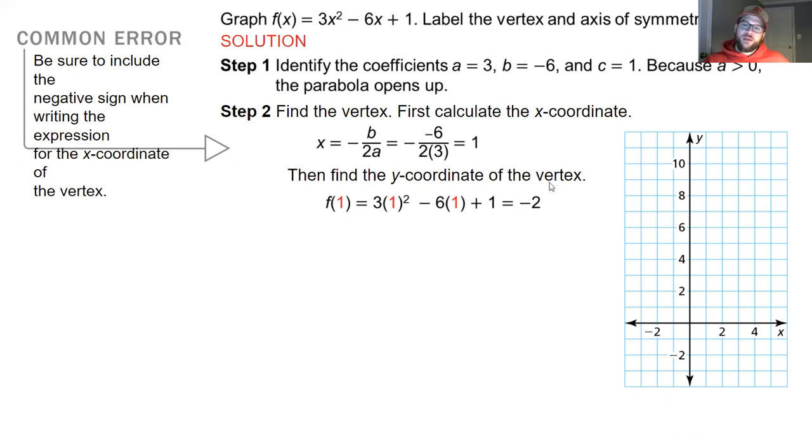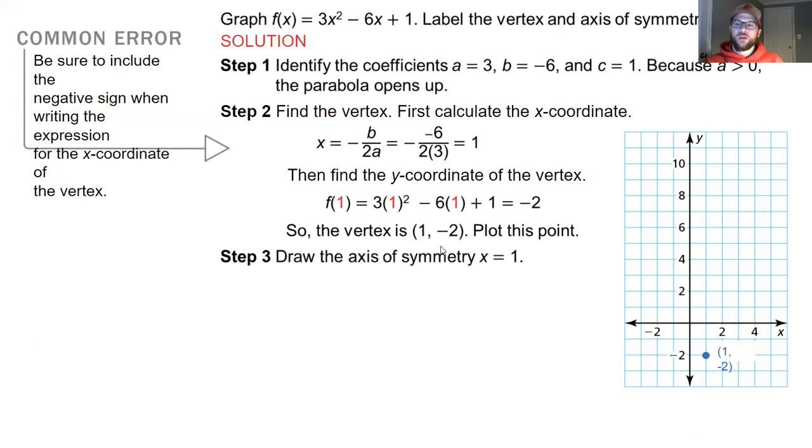Simplify that down, and in this problem we get -2, so that means this is the y-coordinate of your vertex. Your vertex is a point, so you have to have an x and a y, so the vertex is the coordinate point (1, -2), and that's the first point you should plot. Draw your axis of symmetry, which is going to be a vertical line through that vertex.